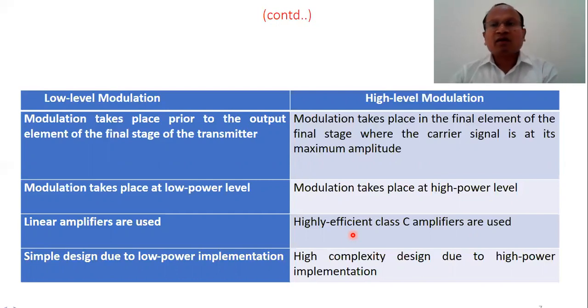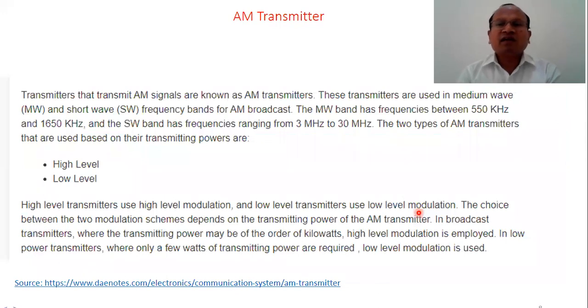So the circuit design, the system design for implementing a low level modulator is simple. Whereas in high level modulator, it becomes complex due to high power requirement, high power implementation, need of a powerful, highly efficient class C amplifier. So overall, high level modulator has higher complexity, but efficiency is very high, power level is very high. So whenever we want to drive the signal to much larger distances, high level modulators are recommended. High level modulators are used.